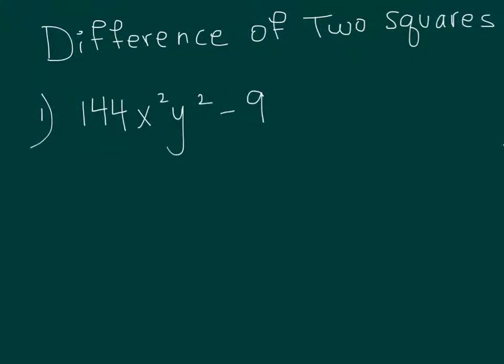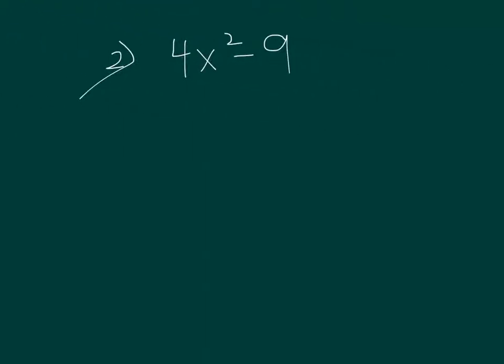Now we're going to be working on difference of two squares. The idea of two squares means you're going to have two terms, so it's going to be a binomial that has a minus between them. I'm going to start on number 2 because it looks easier.